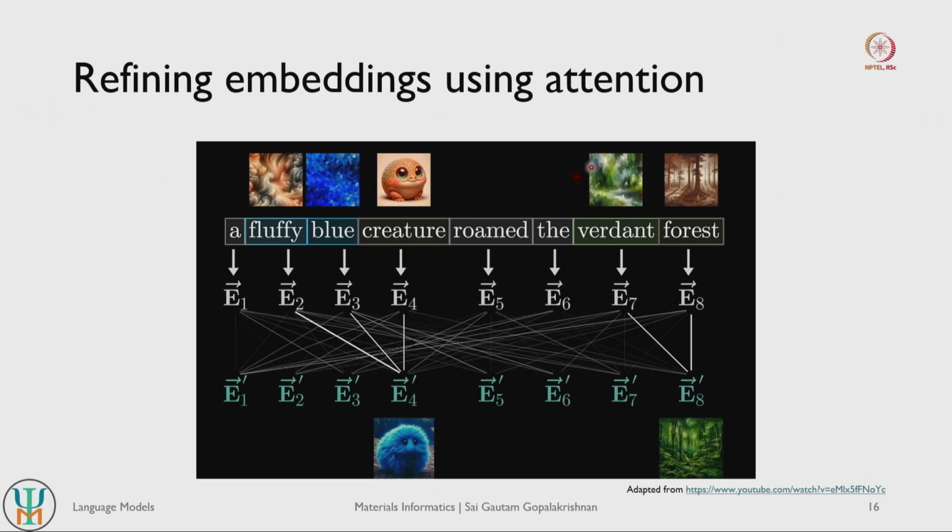Verdant basically says that something is greenish, forest is a dense collection of trees, and then verdant and forest you can combine and say that it's a green forest. So these kinds of associated embeddings can be generated when you use attention in the transformer architecture.